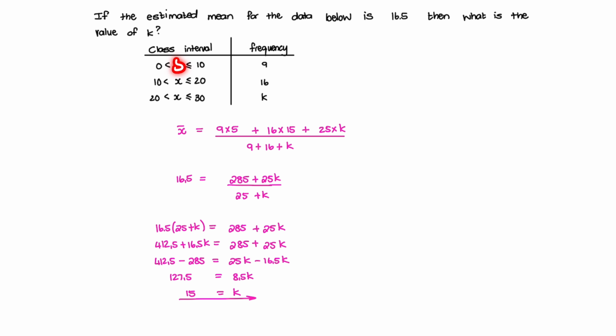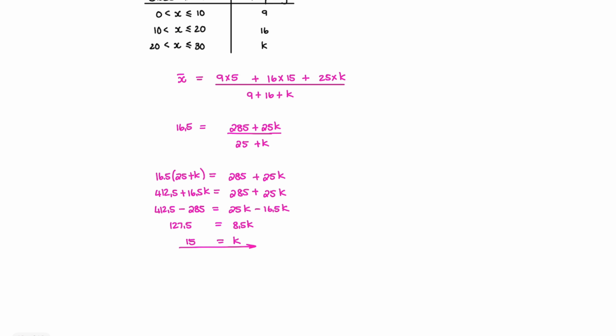So for the first line, we have 5 times 9. Then we have 15 times 16. And lastly, we have 25 times k. So this represents the estimated total. Now, the number of people in our study is 9 plus 6 plus k. So that is 25 plus k.